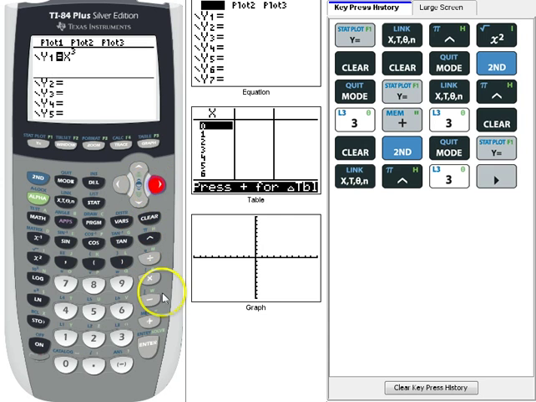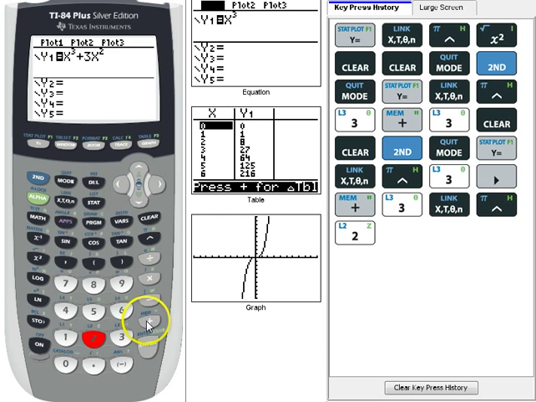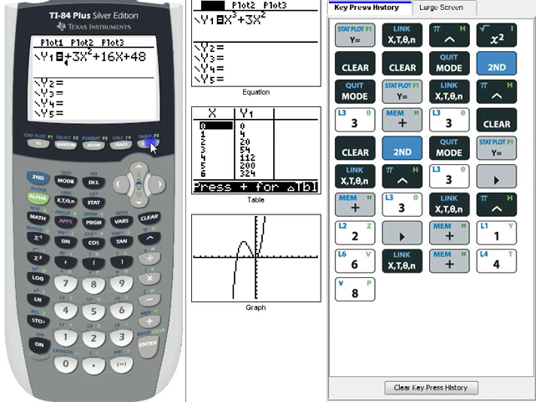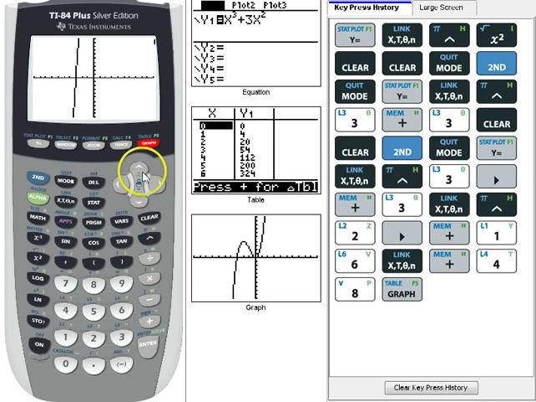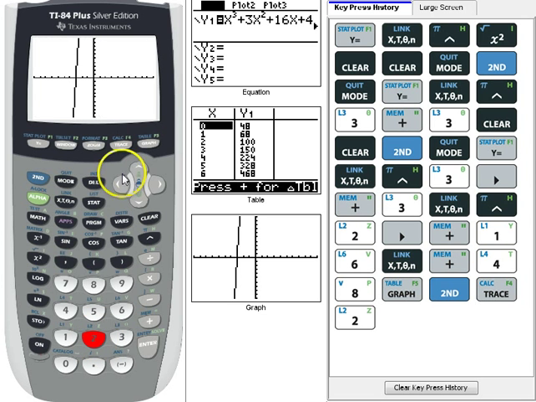So we have x cubed plus 3x squared plus 16x plus 48. And then you want to hit graph. And then we need to calculate one of the zeros. So remember, we're going to find this in second trace and then calculate a 0.